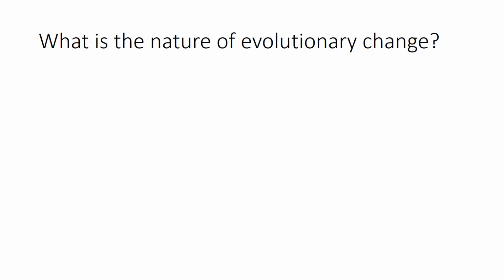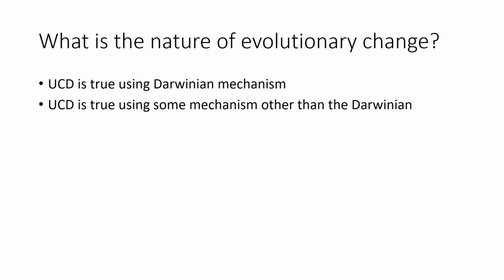Is macroevolution even possible? In order to address this, we need to talk about four potential hypotheses about how evolutionary change actually takes place. And we'll come back to these hypotheses towards the end of our lecture and see which one makes the most sense. So the first one is that universal common descent is true and it functions using Darwinian mechanisms. The next one is that universal common descent is true, but it uses some mechanism other than Darwinian mechanisms.